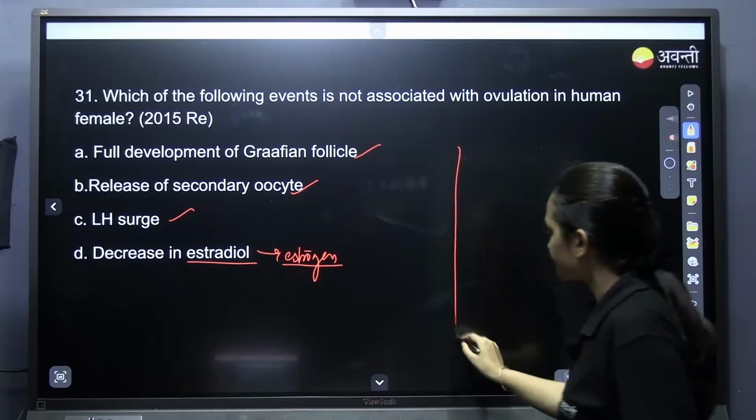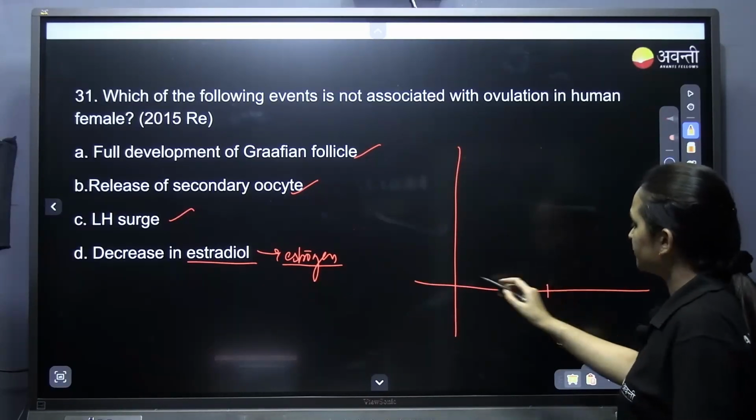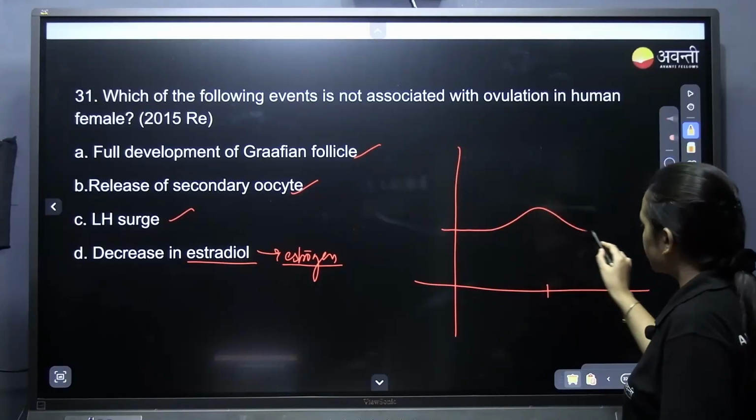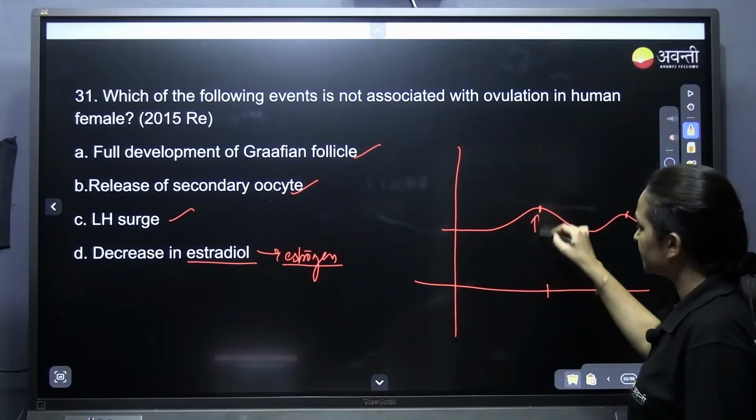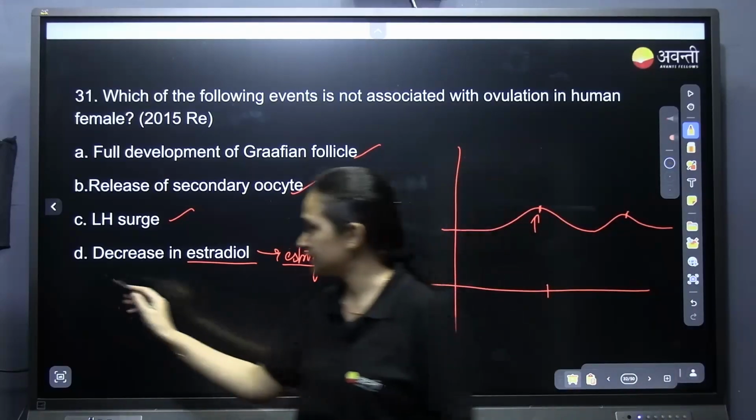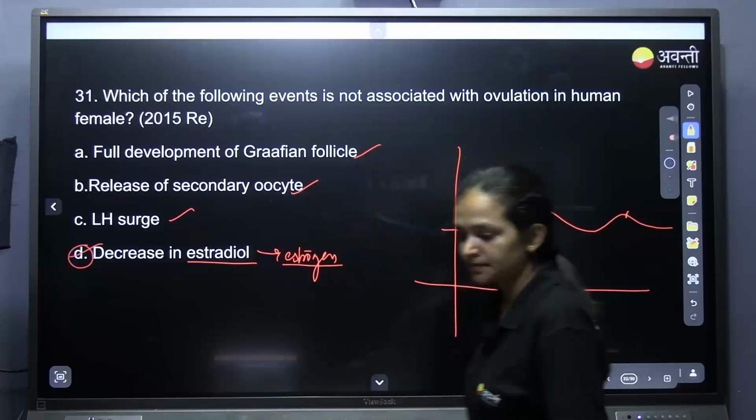If you see, in ovulation, the estradiol or estrogen is at the peak. It is not decreasing, actually it is increasing, which means D, decrease in estradiol, is the correct answer. Any doubts?